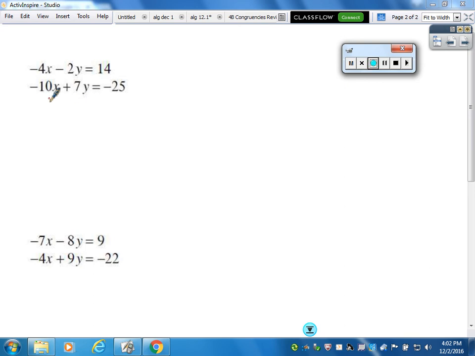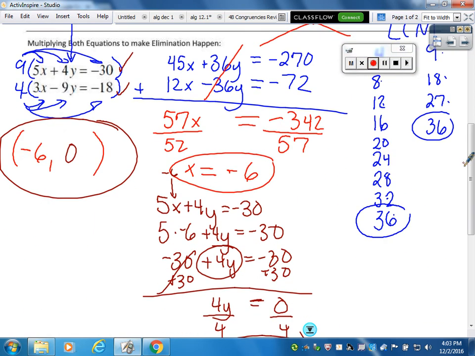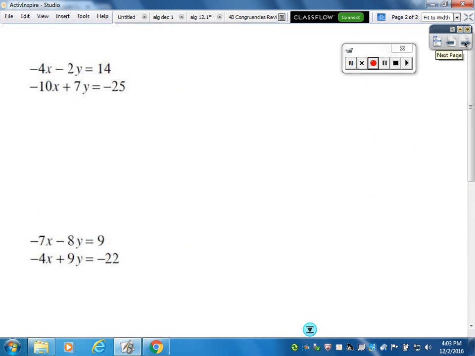Another thing this problem does is it shows you that you don't have to just multiply them by each other. You might have thought that with the last one, because we ended up multiplying this 9 by that 4 and this 4 by that 9. That will work every time, but you don't have to do that trick. So again, I decide which one I want to eliminate. I'm going to eliminate this x.